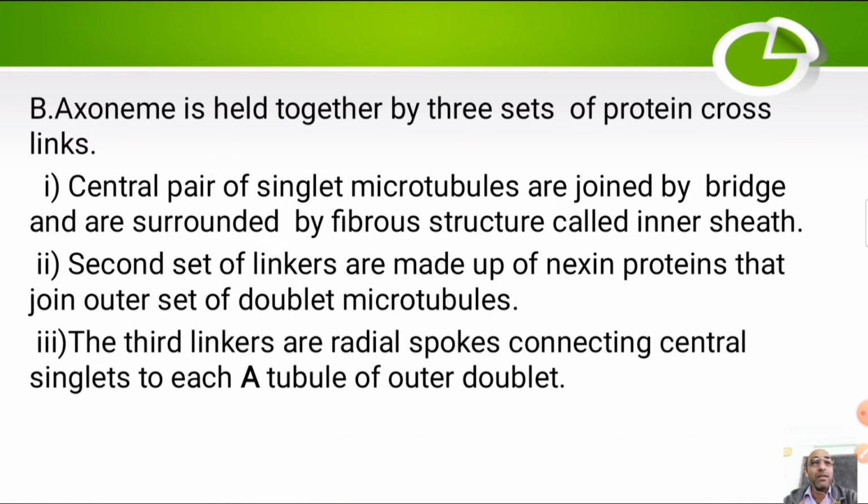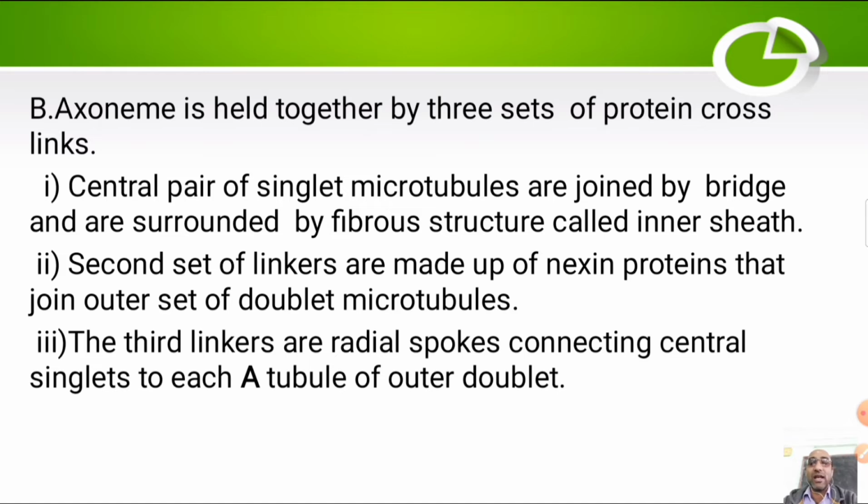Then the third set of linkers are actually radial spokes that connect the central singlet microtubule with each of the A tubule of the outer doublet. Got it? So, three protein cross links are there.